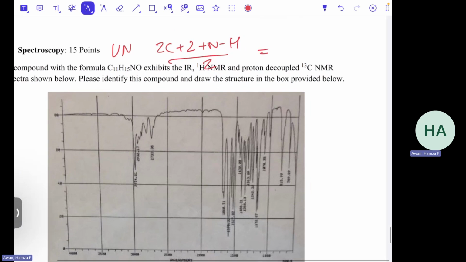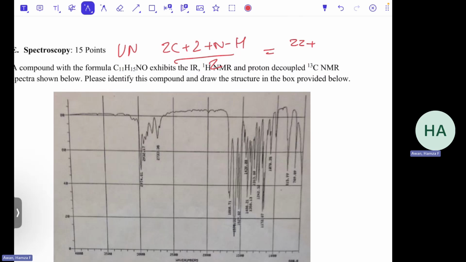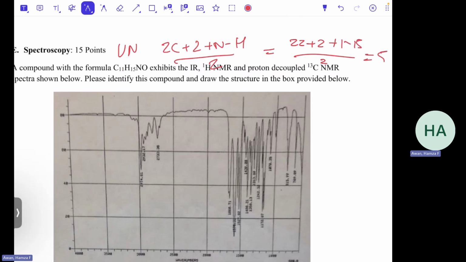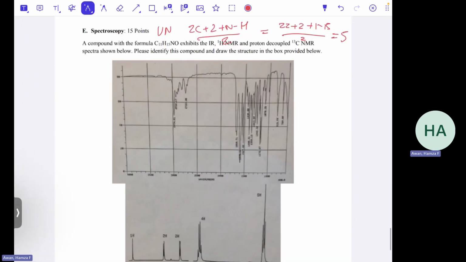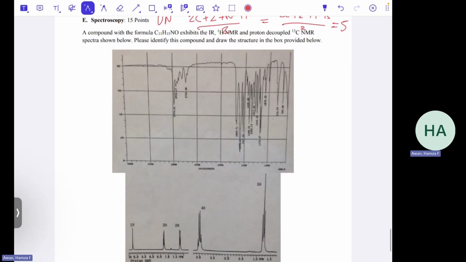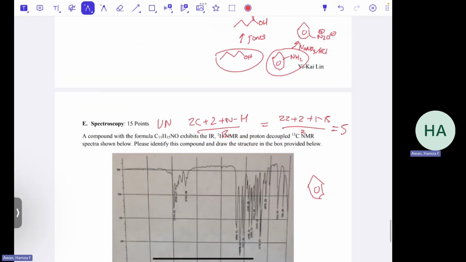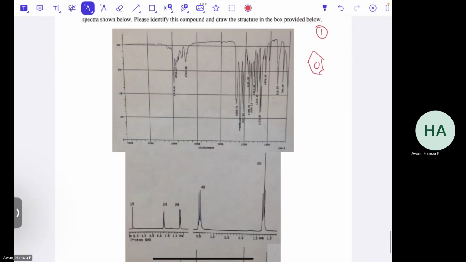So if we put that all together, we have 22 plus 2 plus 1 minus 15, all divided by 2, and that's going to give us 10. So we have an unsaturation number of 5. Because we have an unsaturation number of 5, we know that we have our benzene ring, and then we have one more left over. So we have one double bond.